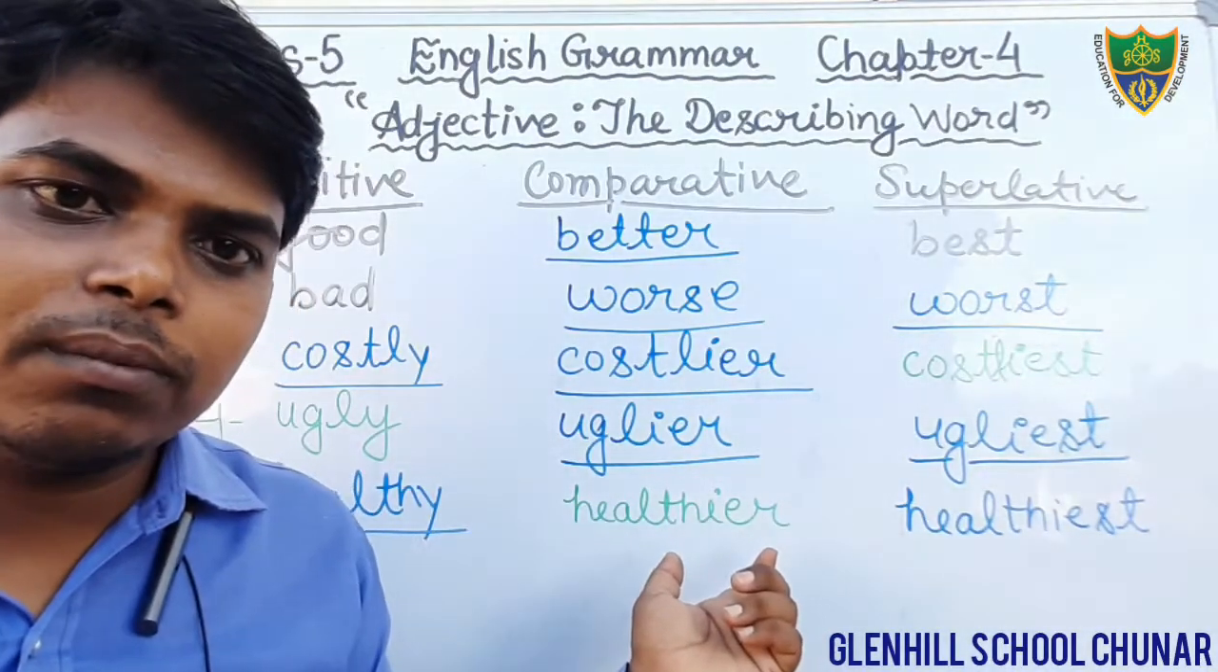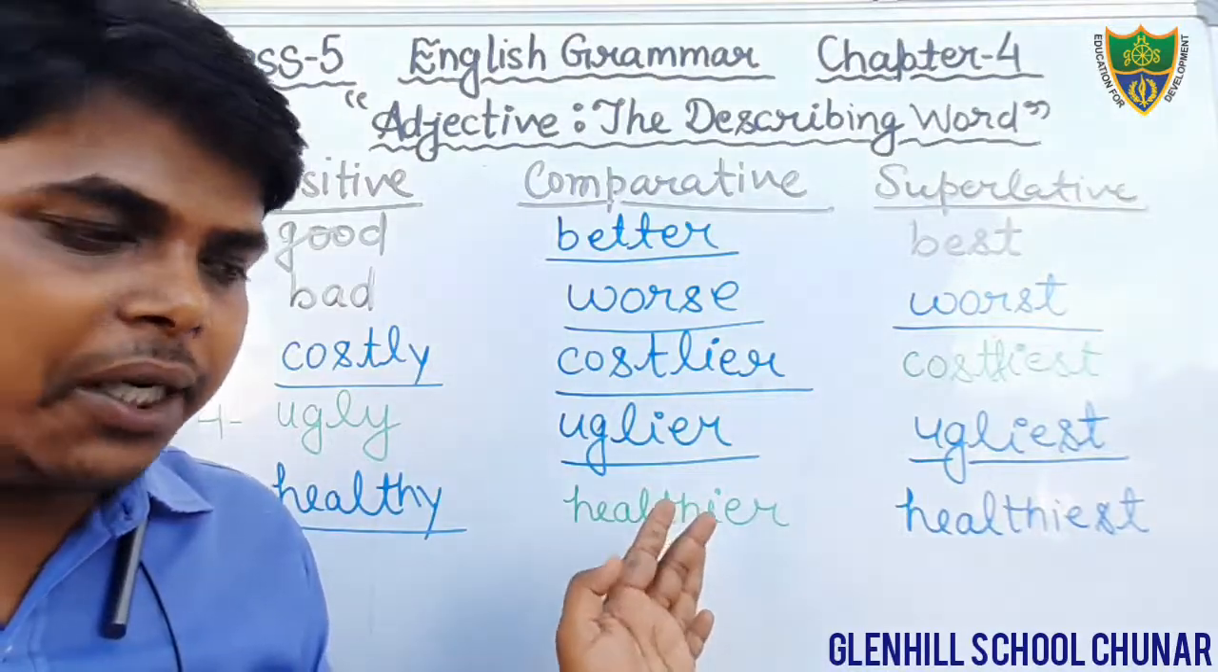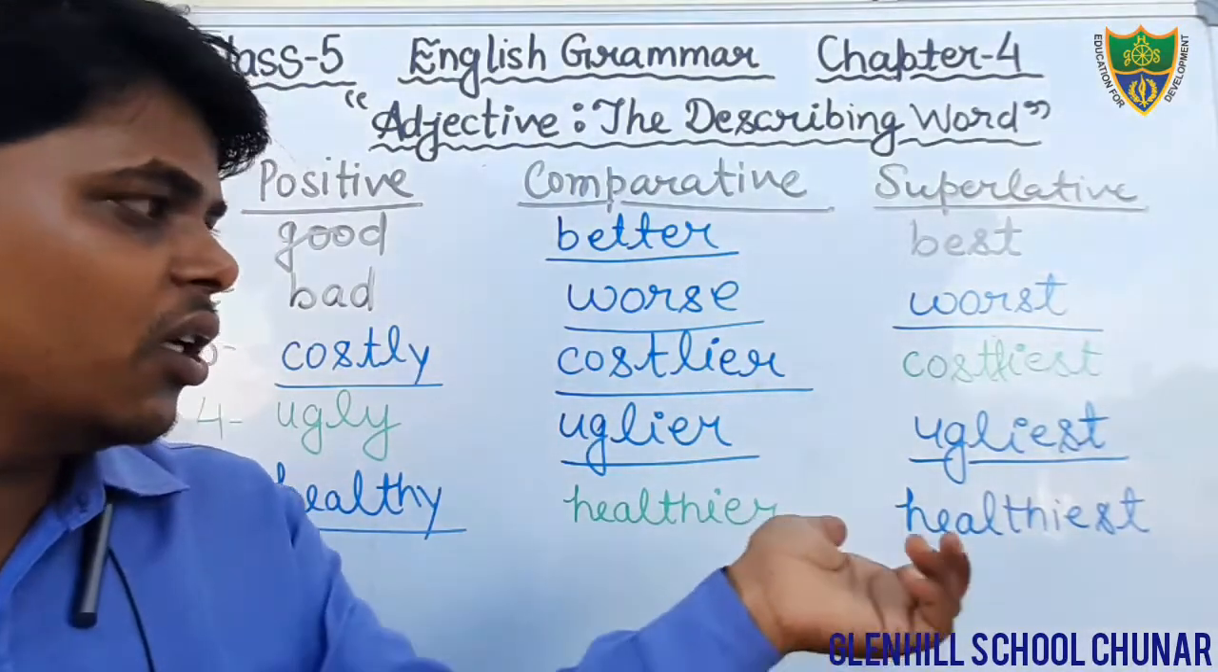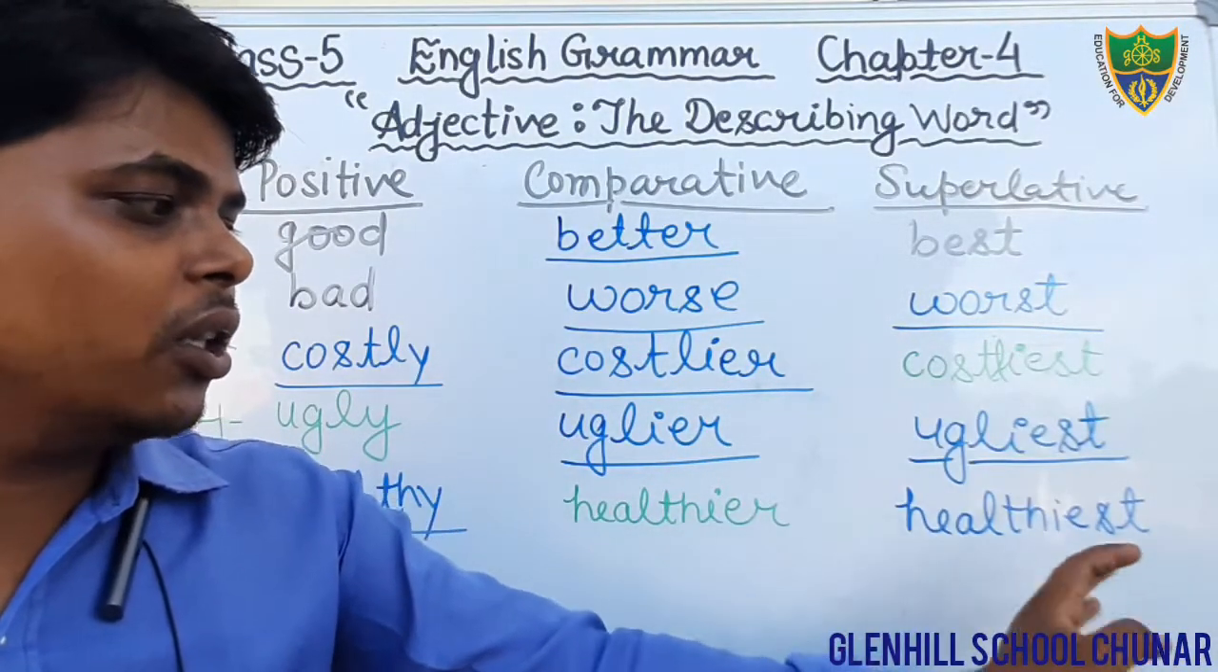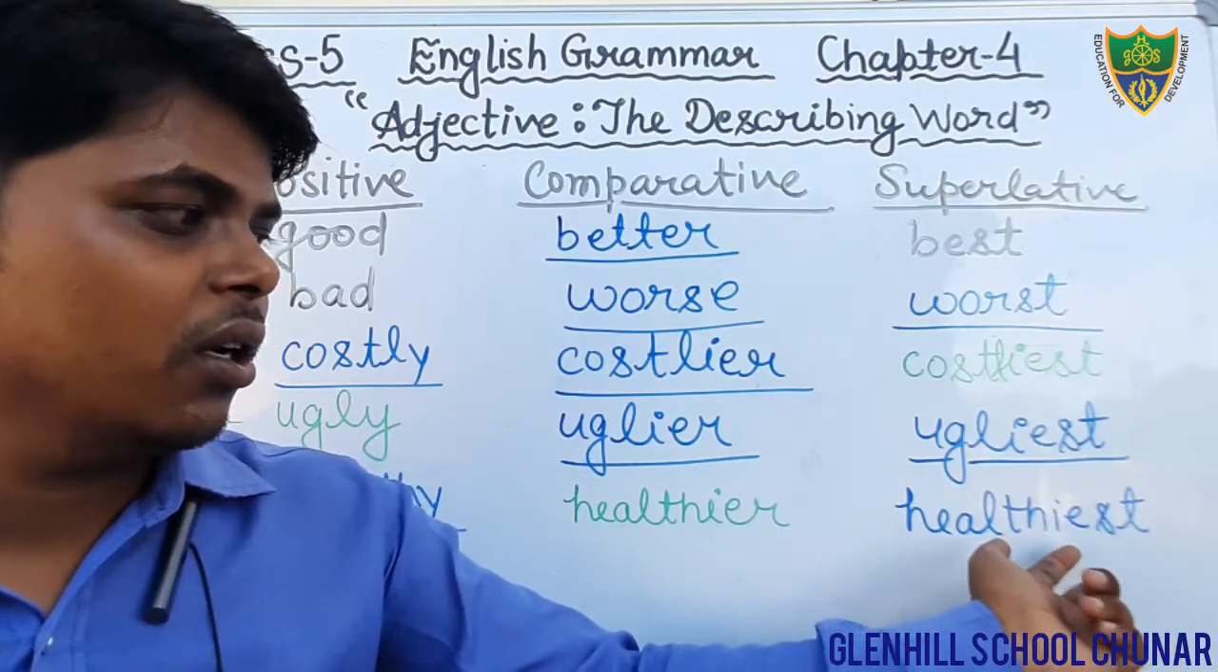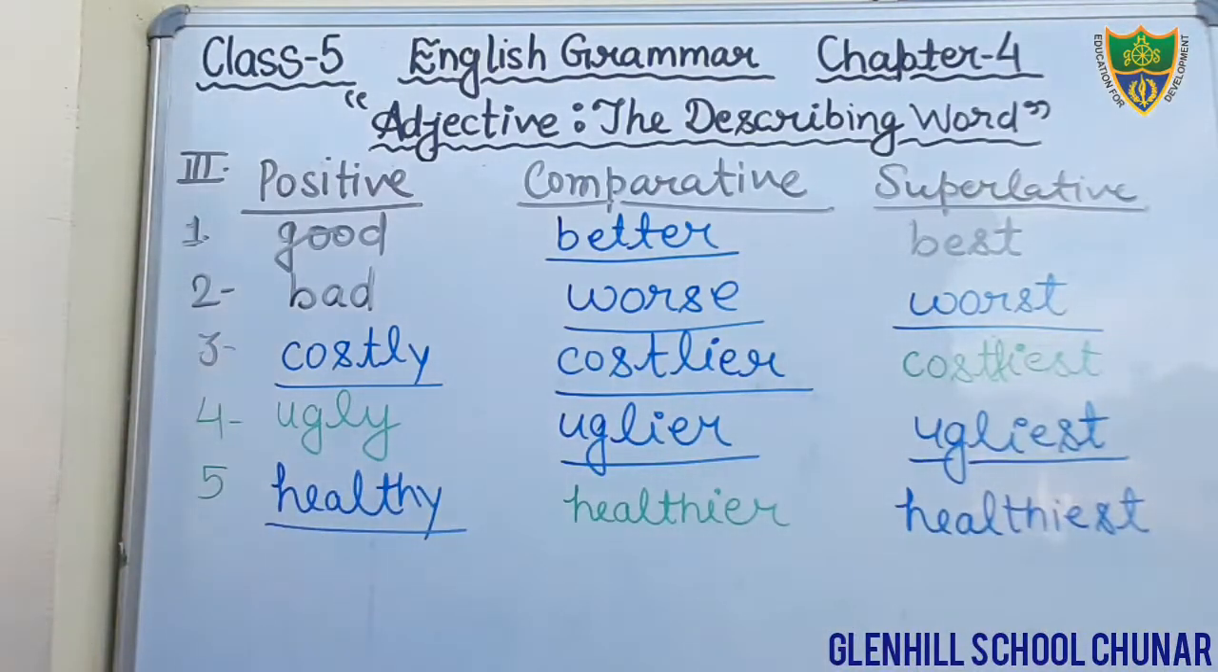Okay, healthy is the positive form. Healthier is the comparative form, that is already given in your book. No need to change anything. In the superlative form, you have to fill the healthiest. Okay, healthiest. Just fill it. Come to the next question, question number 6.